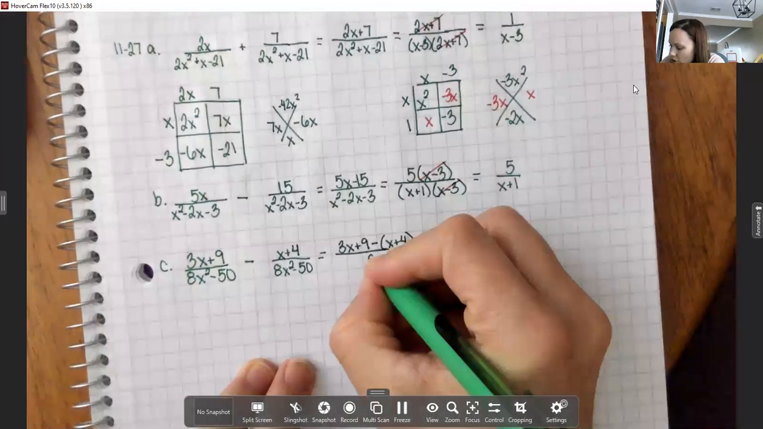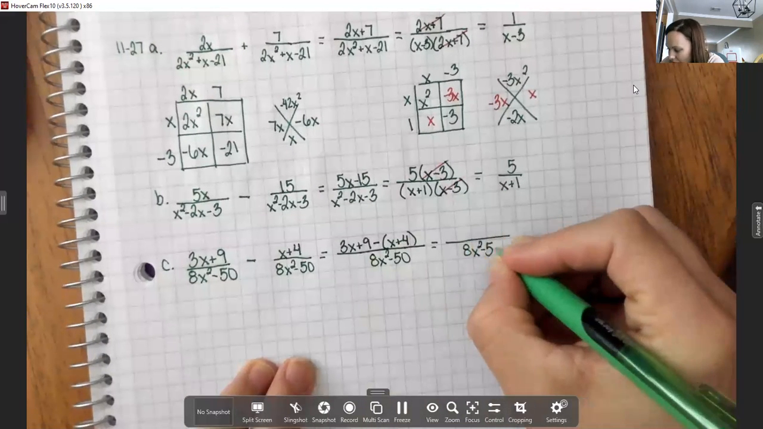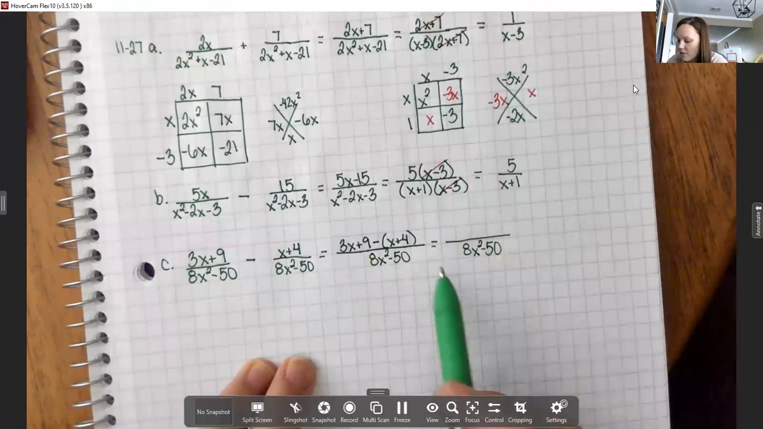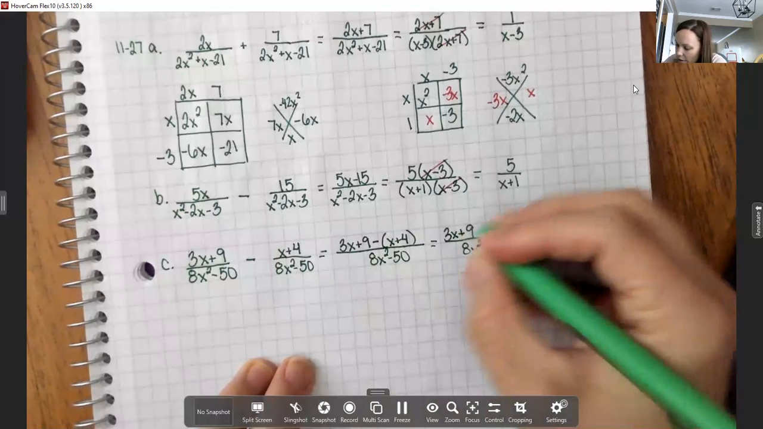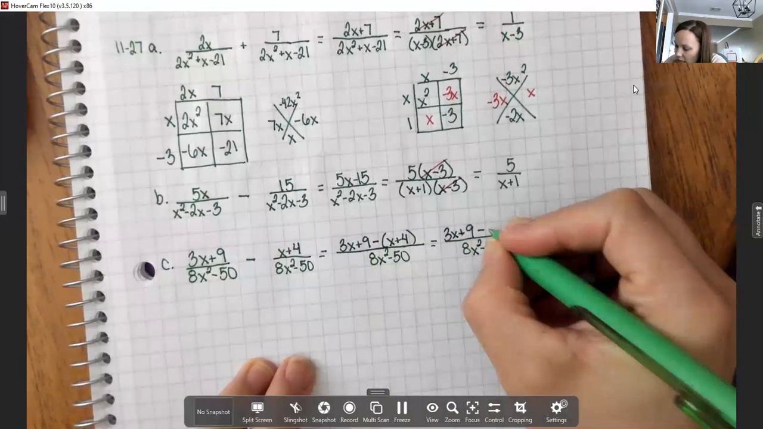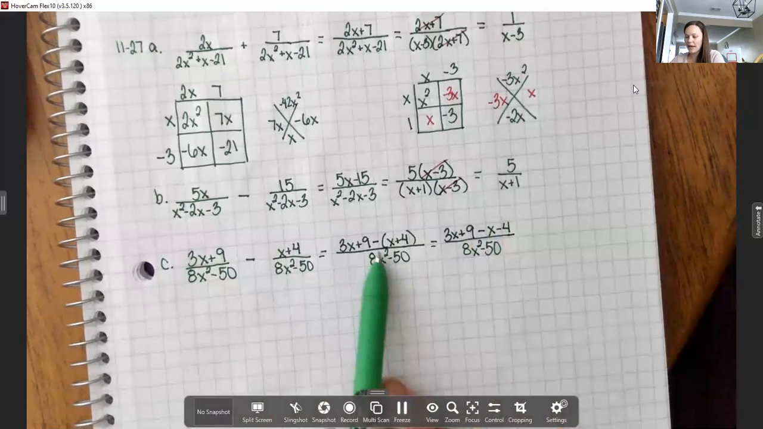Some of you, when you're doing these, you're going to skip that step I just wrote, and that's okay. I expect you to, especially once you pick up on this and remind yourself how you do these. So this becomes 3x plus 9 minus x minus 4, because you have to distribute that negative to everything.